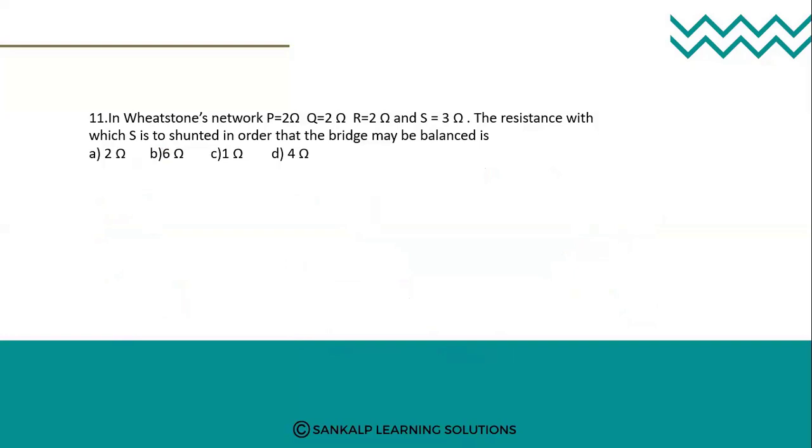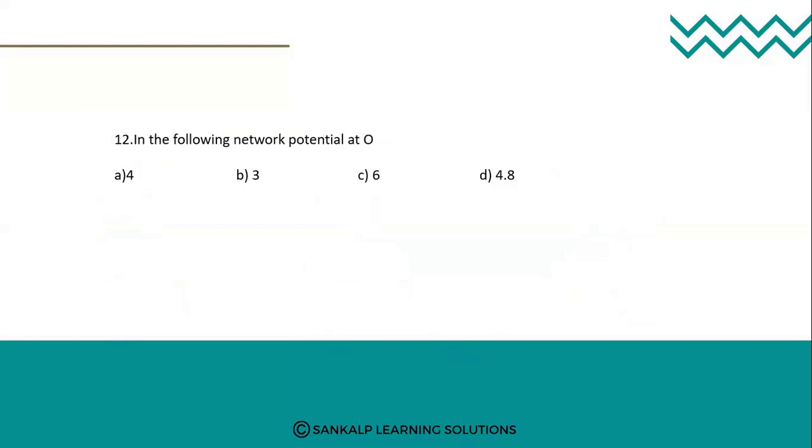So in the following network, the potential at O is. So see the figure, how it is there. So in the following figure, the potential at O is. So here, this is A point, and here we have O point, and from here we have two branches. You can take the circuit.